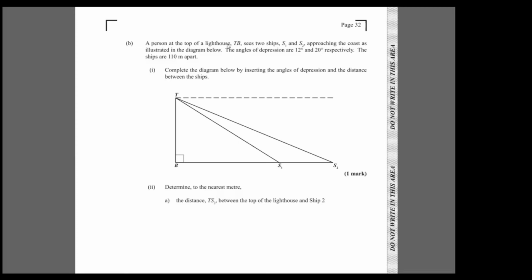A person is at the top of the lighthouse TB. So the person is up here, and the angles of depression from S1 and S2 are 12 and 20. So from the position, the angles of depression are 12 and 20.